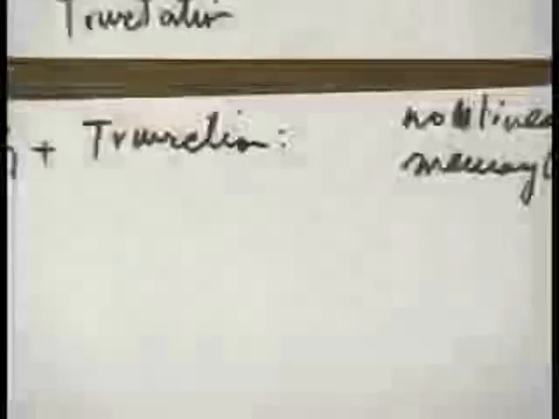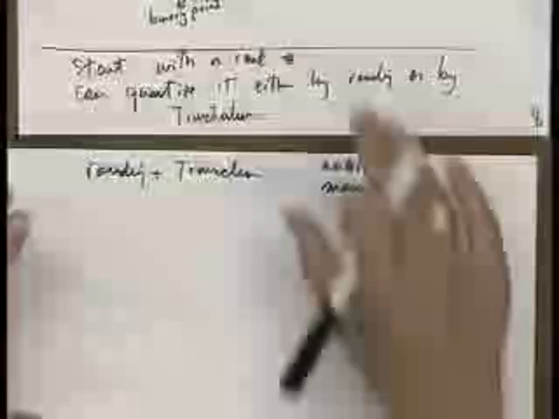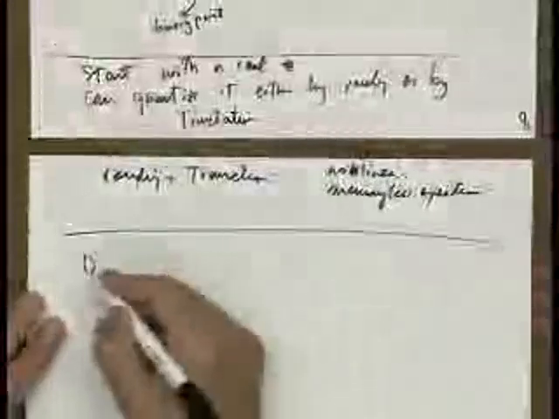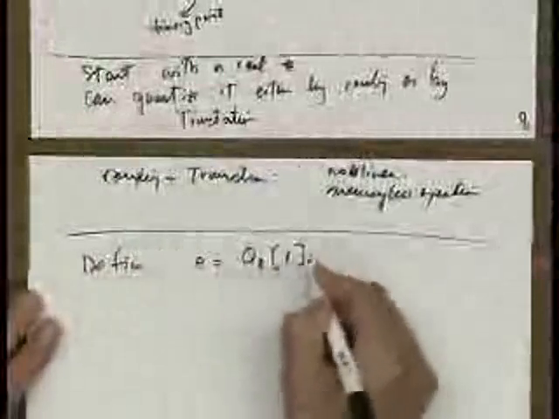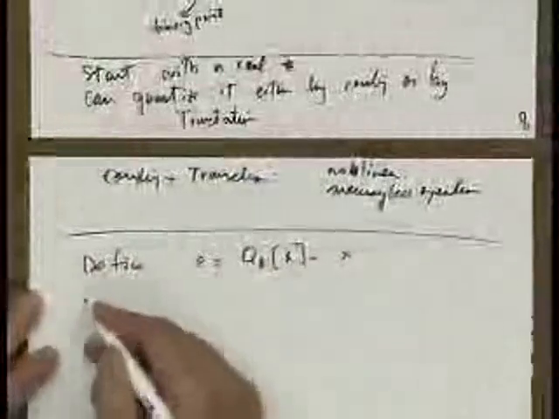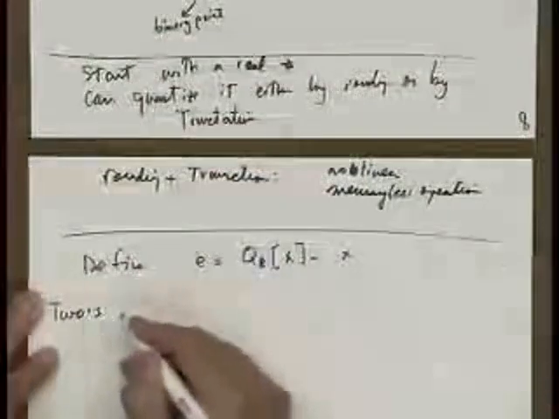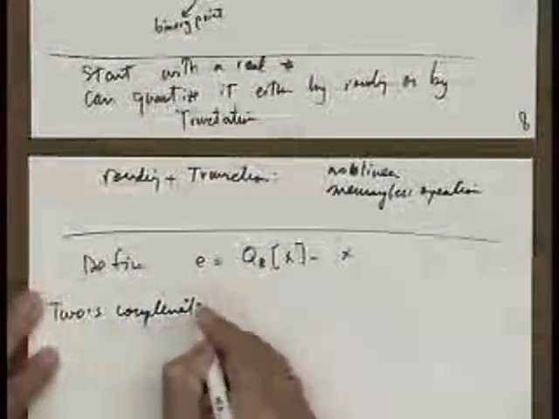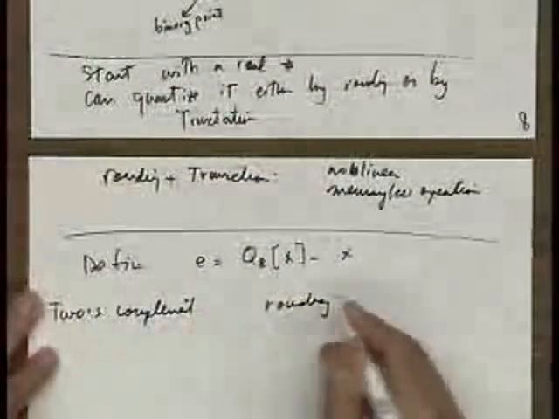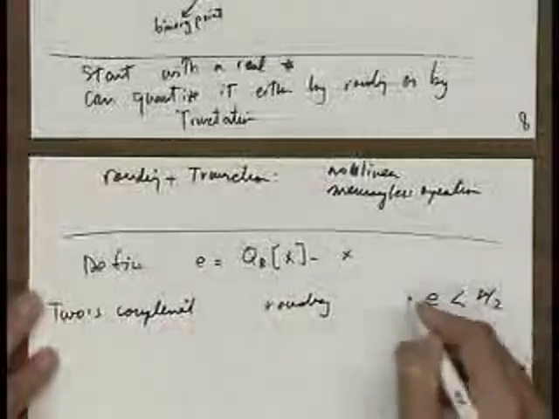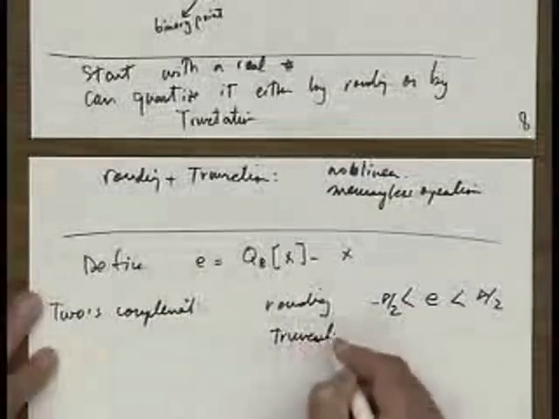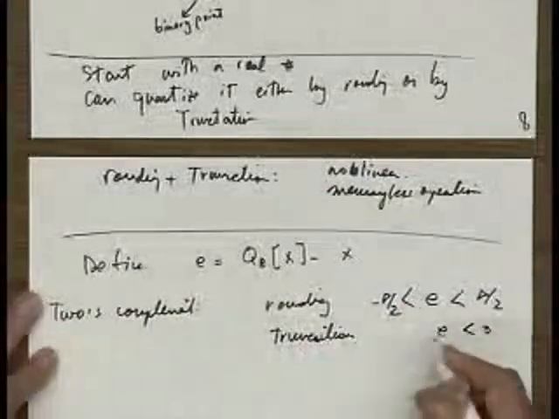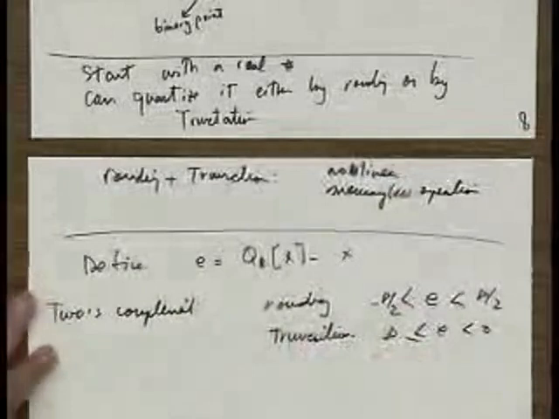Okay, so let's write that down. If you can zoom in again. If I define error to be the quantized value of x minus x, then for 2's complement, which is what I'm talking about, when I do rounding, the error is between delta over 2 and minus delta over 2. And when I do truncation, the error is between 0 and delta. Okay?